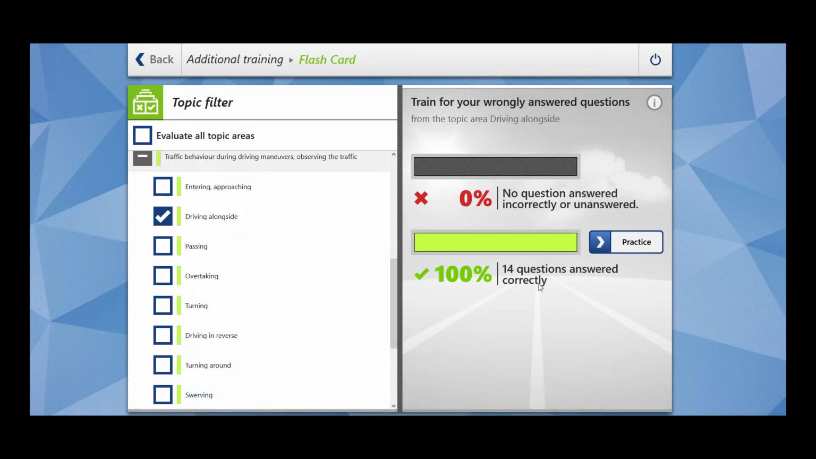In today's video, we are going to cover 14 questions related to the topic driving alongside. This topic falls under the main topic of traffic behavior during driving maneuvers, observing the traffic. We have already done in the previous video, entering and approaching.